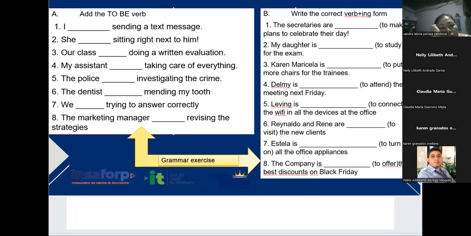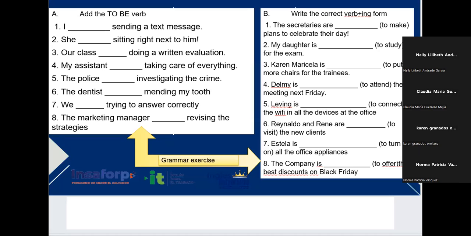Number five. The police are investigating the crime. Very good. The police is a collective noun, but it is always plural. This is one of those cases that we have to use the plural always, unless we use the police officer, or the police investigator, or the agent of the police, that's different. But the police as the body, we use it in the plural way. So we say the police are investigating the crime. Always, when you say the police, then you say are.